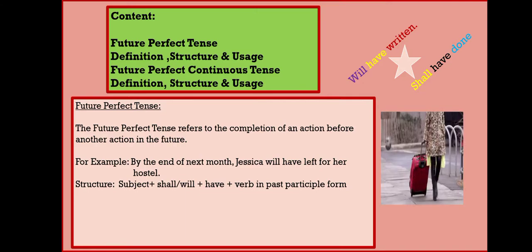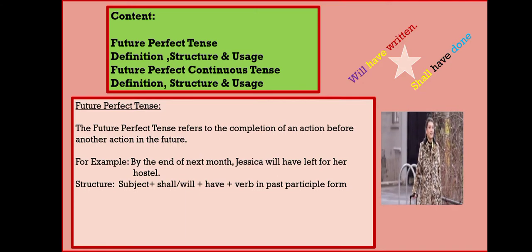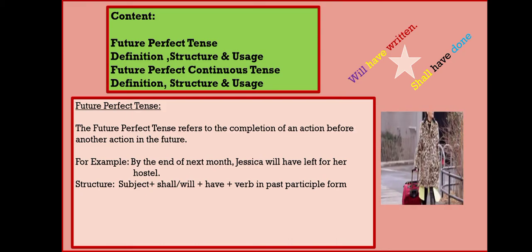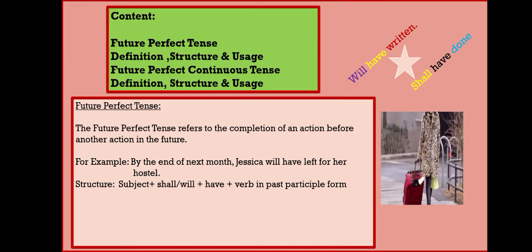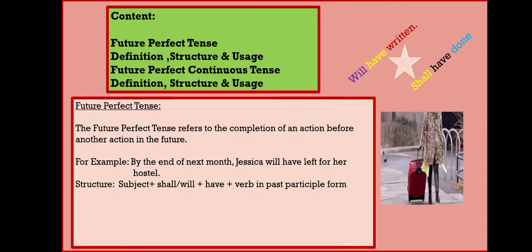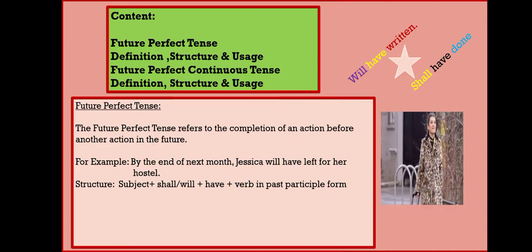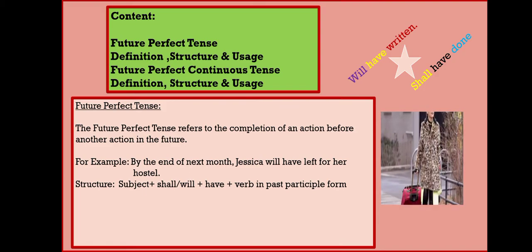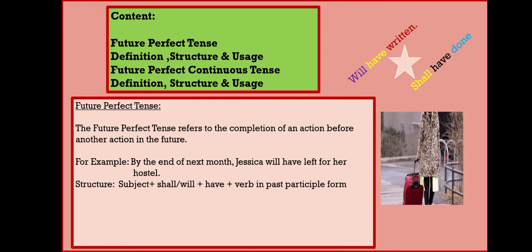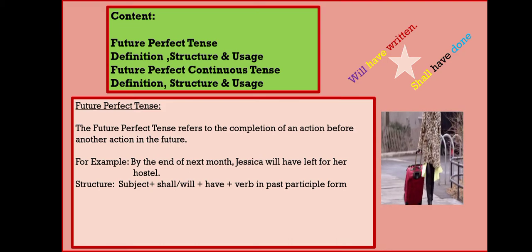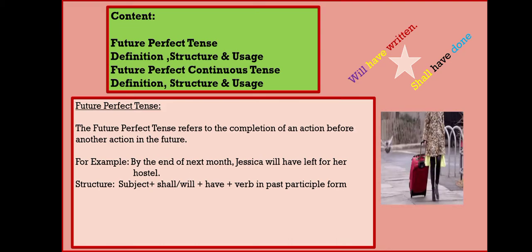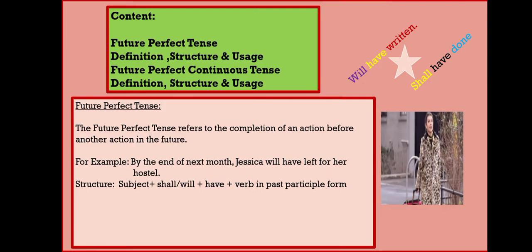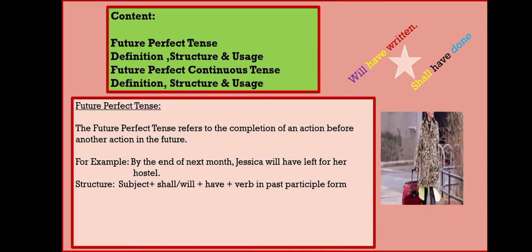Future perfect tense. Future perfect tense refers to the completion of an action before another action in the future. So in the future timeline there will be two actions, and in the main part we will be using future perfect tense. Let's learn with an example. By the end of next month, Jessica will have left for her hostel.